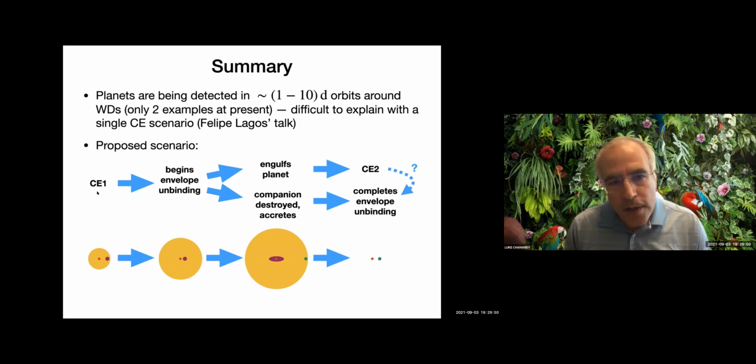So our proposed scenario is that you have this first common envelope event. It begins to unbind the envelope, and then 2 things happen. 1, it can engulf the planet, and 2, the companion is destroyed and accretes. I wasn't very precise about which one happens first. I guess both are possible at this point in time. And then eventually the envelope unbinds. This could be because the second planet goes in and unbinds the rest of it, which is what I had mentioned.